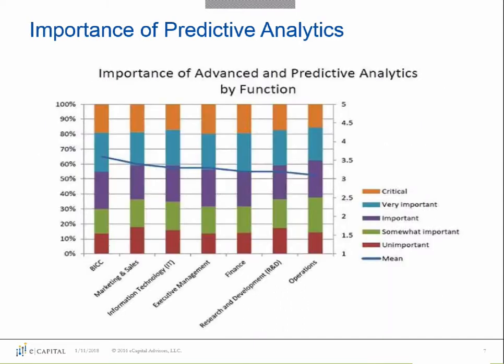Here's just a cool graph that I found on the importance of analytics and where it's going in the marketplace today. You can see that mean line is right around that very important range for each of these different departments. Just shows you where predictive planning is going and how it's being leveraged today, a lot more than it was before, and it's only going to grow from here.